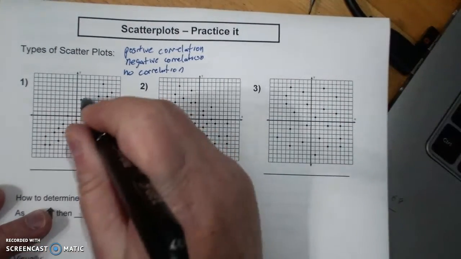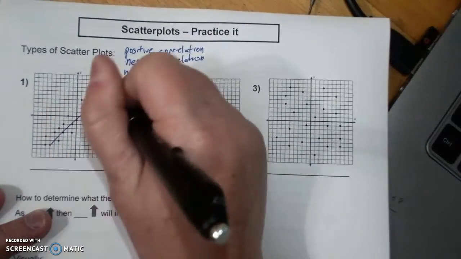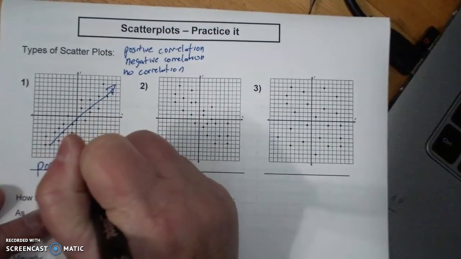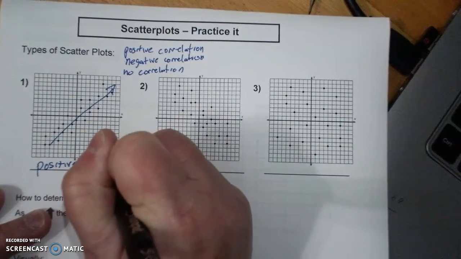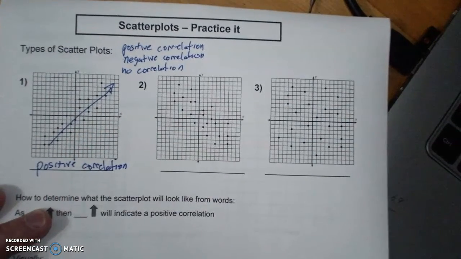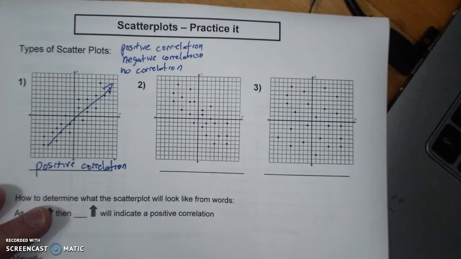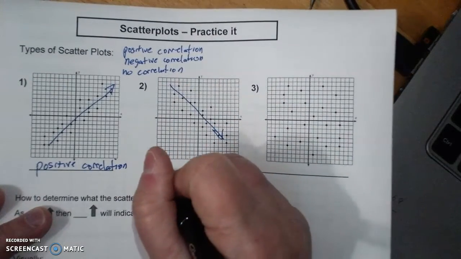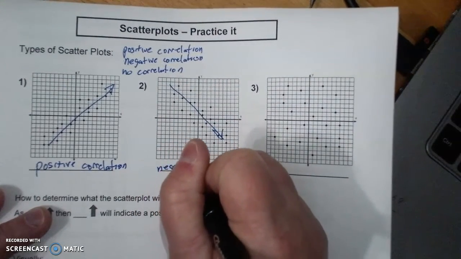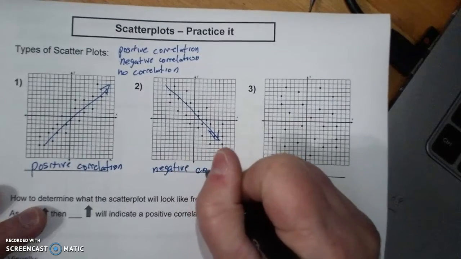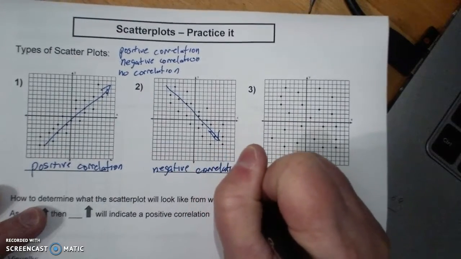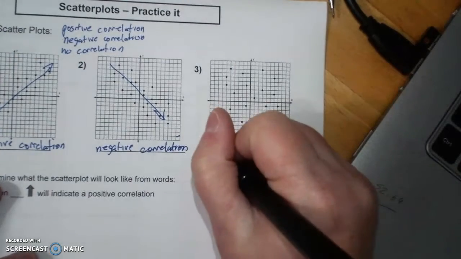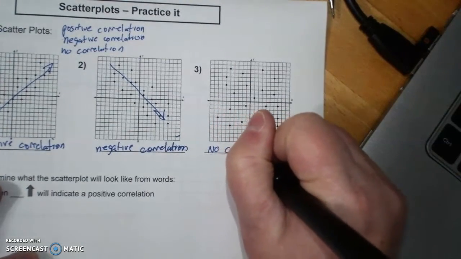This one is going in the positive direction. So this is a positive correlation. This is going in a negative direction. So this is a negative correlation. And this looks like a bunch of spilled pepper, and so you're going to write no correlation.